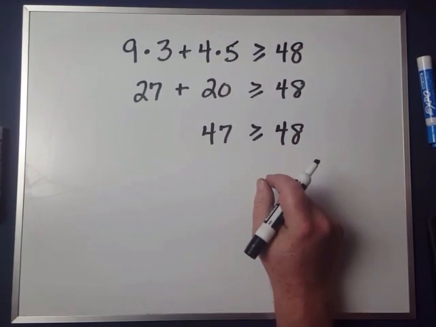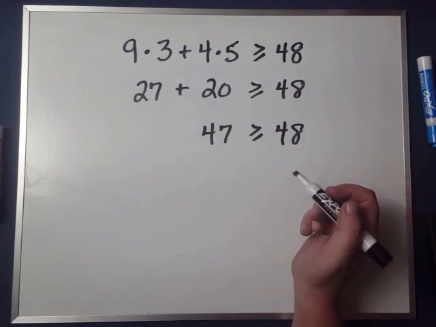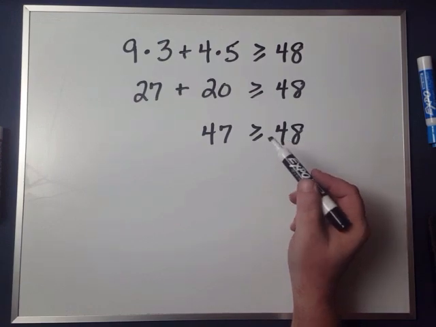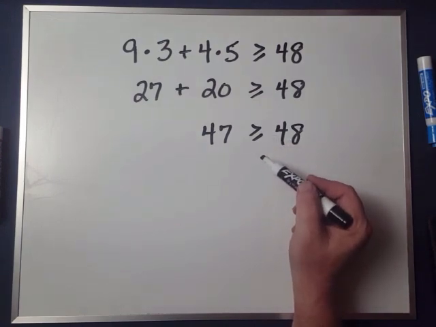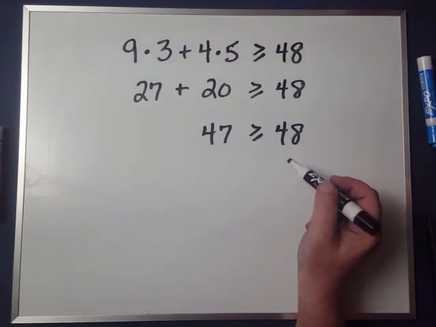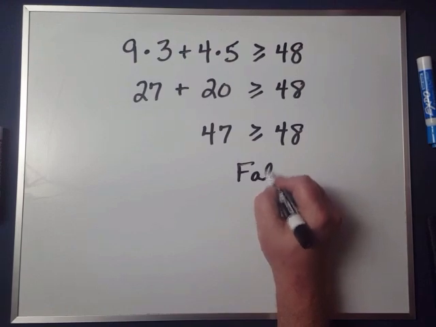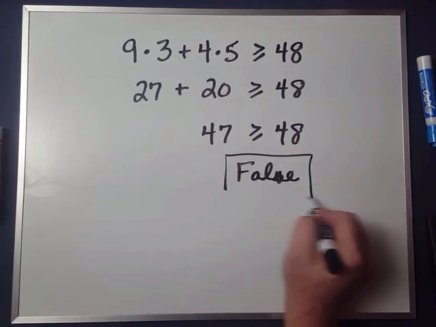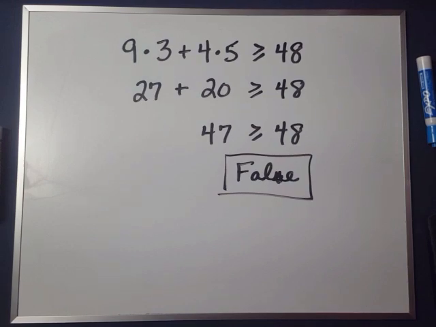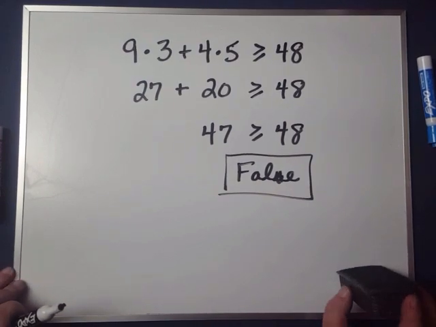And now we are asked to evaluate the truth of this statement. True or false? 47 is greater than or equal to 48. Is 47 greater than 48? No. Is 47 equal to 48? No. So this statement is false. So you will have a handful of those types of problems. It'll let you practice your evaluating and order of operations, as well as keeping you mindful of our inequalities.